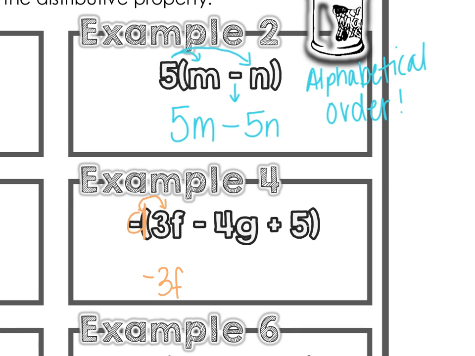1 times 4g is going to be 4g, and because we're multiplying by a negative, this sign now becomes positive, or adding. 1 times 5 is 5. We're multiplying by a negative, so this becomes a negative, or subtracting. So there's our simplified expression. And again, it's still in alphabetical order because F comes before G.